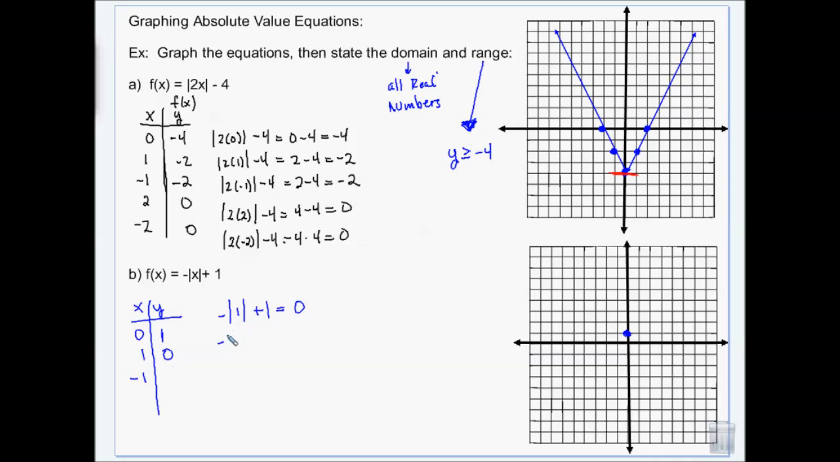If I plug in -1, the absolute value of -1 is 1, and then I make it negative. So I have -1 plus 1, so that's 0. If I plug in 2, so right now I'm here and here. Negative absolute value of 2 is -2, plus 1 is -1. And if I plug in -2, I'm going to get the same thing. The absolute value of -2 is 2. Make it negative, I get -2, plus 1 is -1.